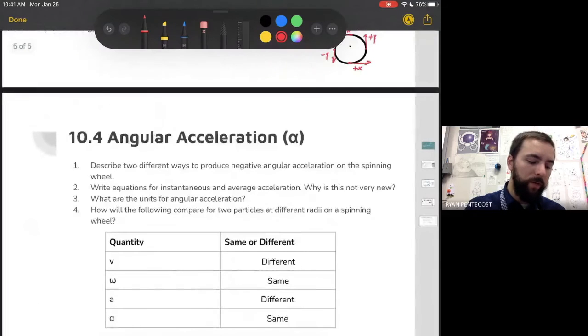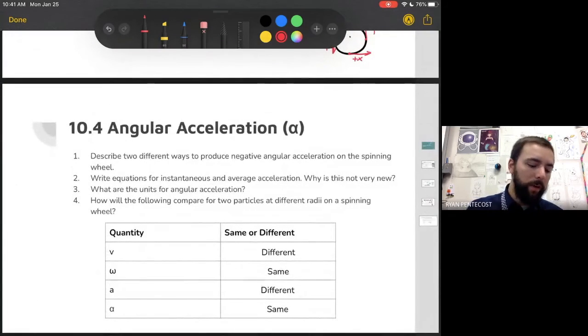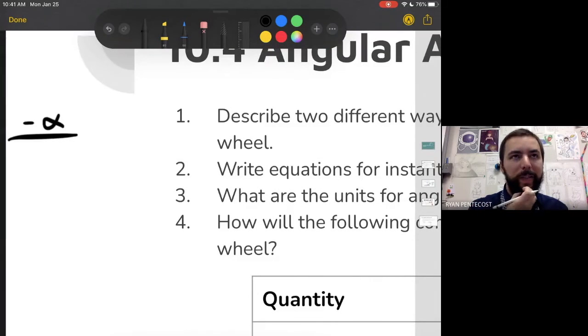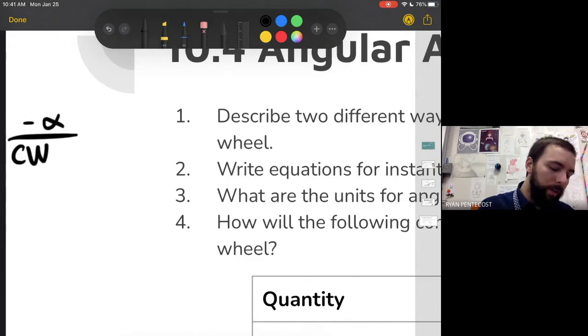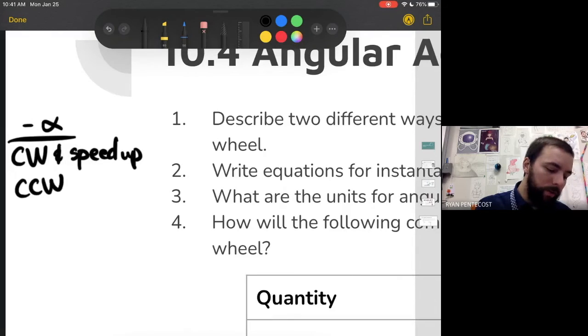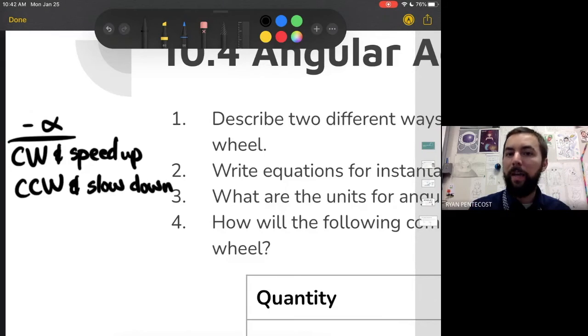Now, last slide we've got is angular acceleration. Okay. Angular acceleration, we want to describe two different ways to produce negative angular acceleration on this spinning wheel. So we want negative angular acceleration. Okay. Now, remember the negative direction is clockwise. Okay. So if we go clockwise and we speed up, okay, that would be negative angular acceleration. Or if you were going counterclockwise and you slow down, that would also take negative angular acceleration.